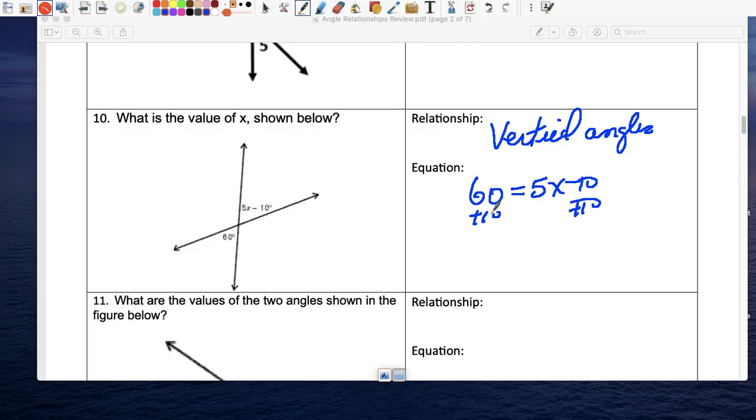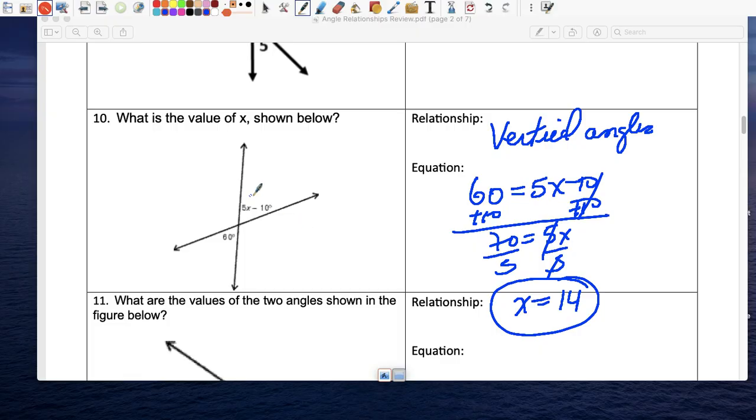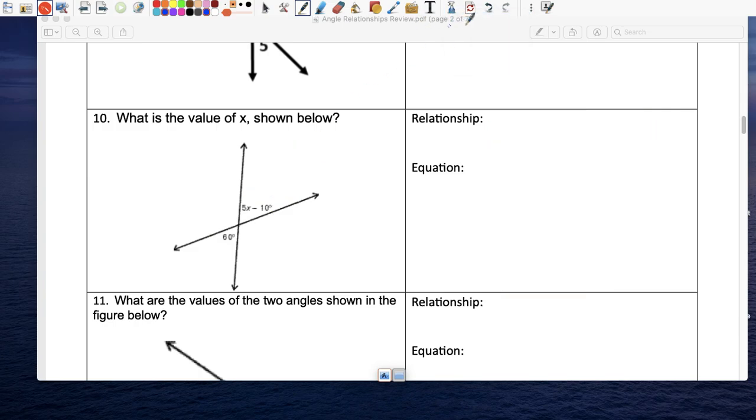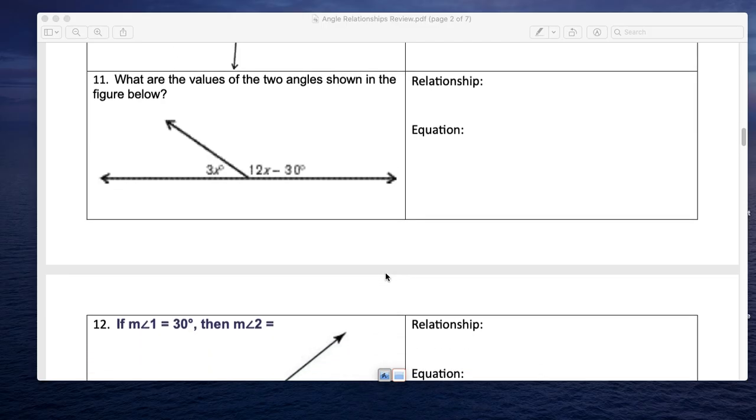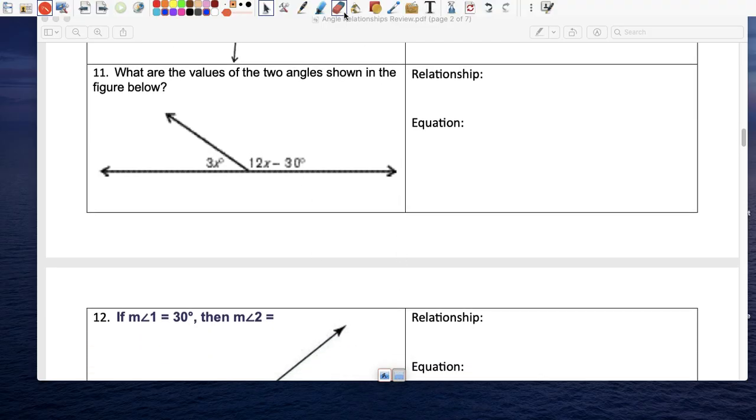Add 10, 70 equals 5x. Divide by 5, divide by 5. x equals 14. If I wanted to go a little bit more, I would go 5 times 14 minus 10. 5 times 14 is 70, minus 10 gives me 60. That worked out because it's equal to 60 degrees on the other side.